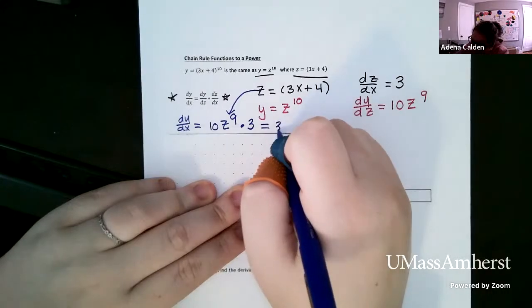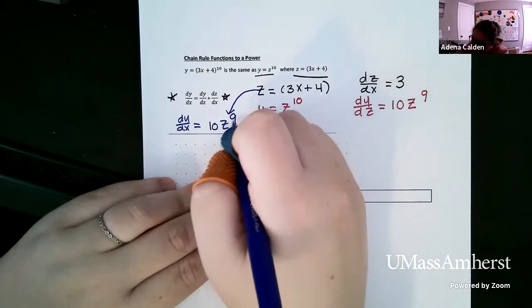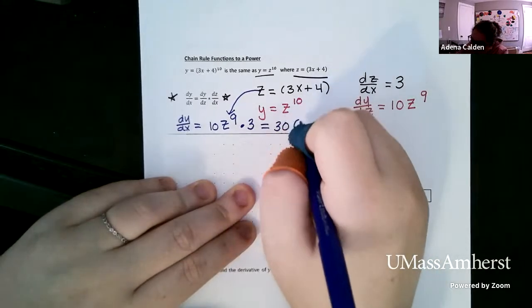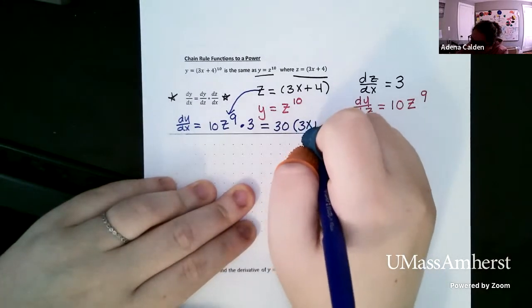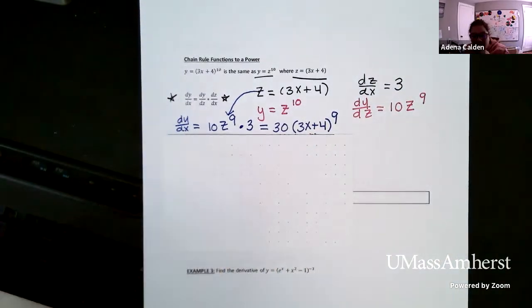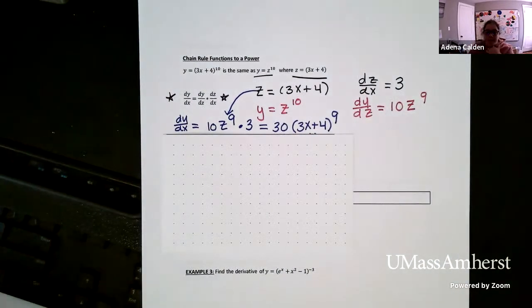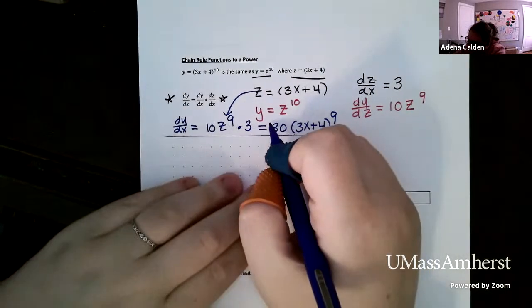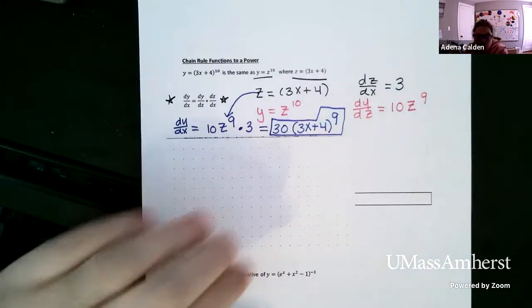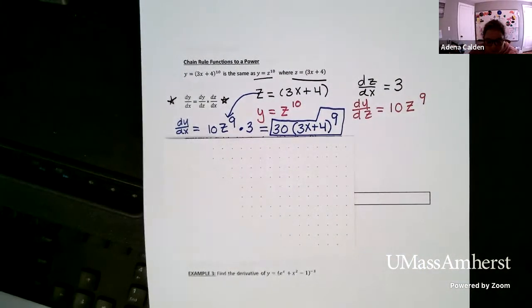That's going to give me 30. Now my z is raised to the 9th power, so I'm going to use parentheses. So my z is 3x plus 4, to the 9th power. That means my final derivative is 30 times (3x plus 4) to the 9th power.